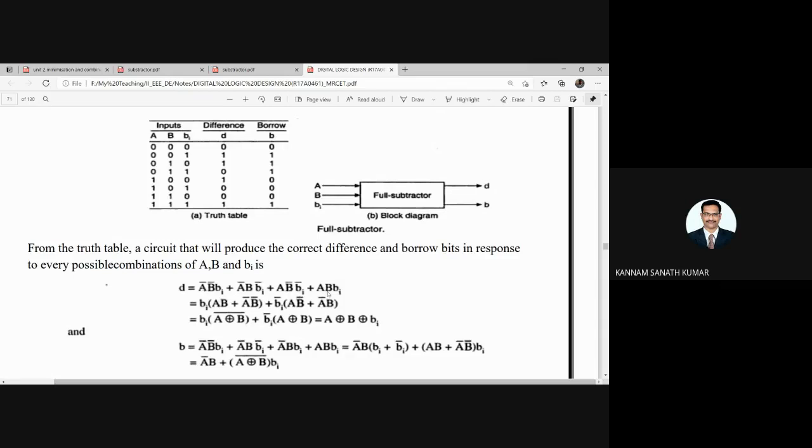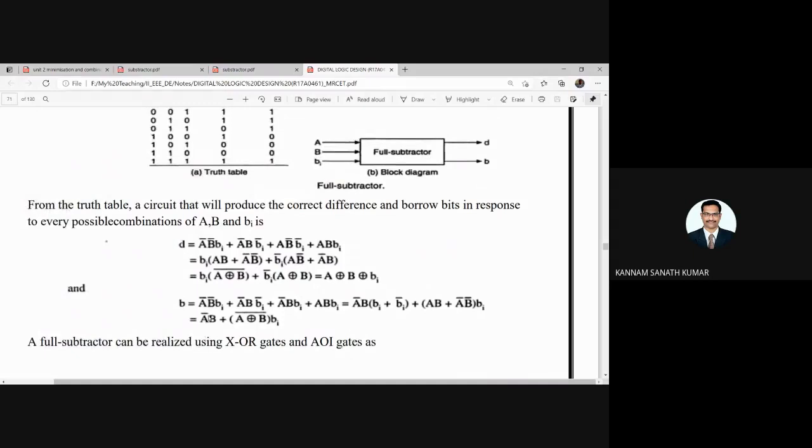From the first term and the last term, you can take Bi common. If you take Bi common, what you are getting is AB plus A bar B bar. From the second and third terms, if you take Bi bar common, you will get A B bar plus A bar B. So Bi into, and in the logic gates we have seen the expression for the XNOR gate is AB plus A bar B bar.